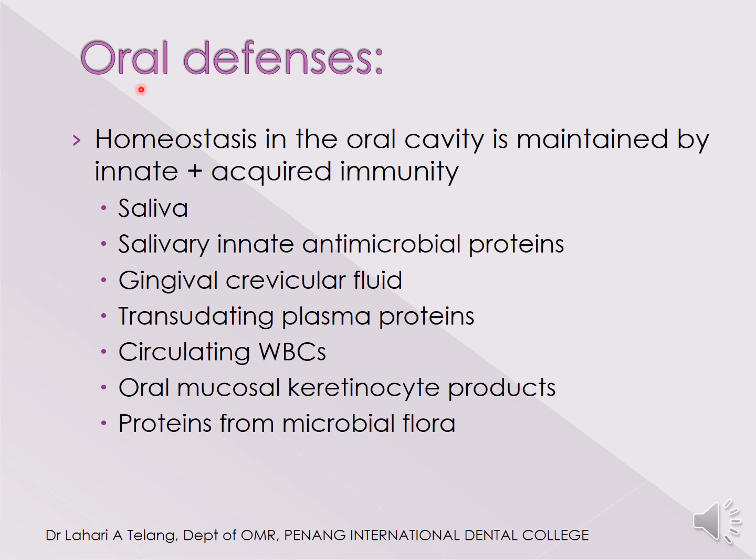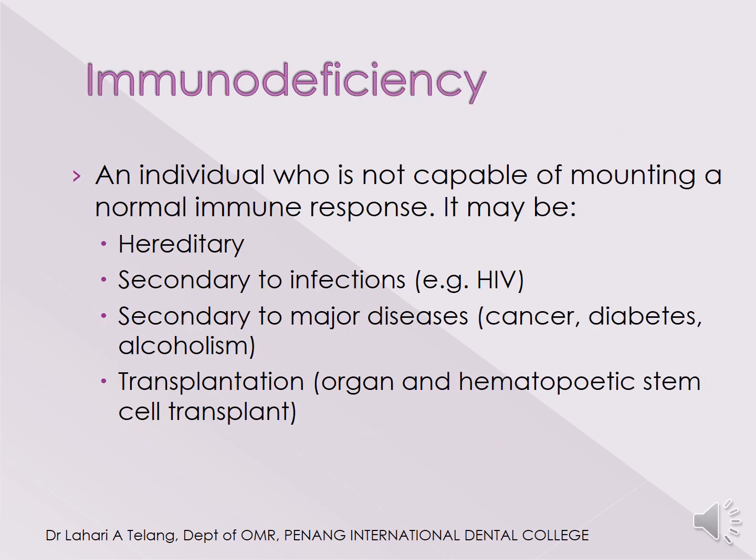When you're talking about the oral defenses, homeostasis is one word you must understand. It is a balance. Homeostasis is actually a balance in the oral cavity, which is maintained by innate and acquired immunity, and the components which help in achieving this homeostasis are primarily saliva, salivary innate antimicrobial proteins, gingival crevicular fluid, transudating plasma proteins, circulating WBCs, oral mucosal keratinocyte products, and proteins from microbial flora. That's some of the good bacteria which we're talking about.